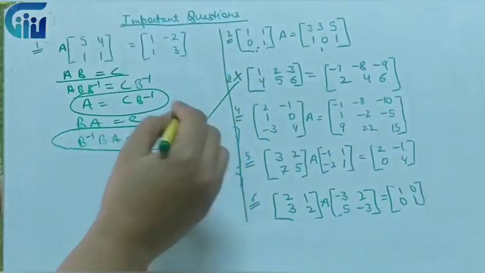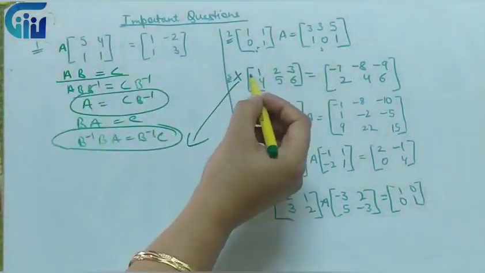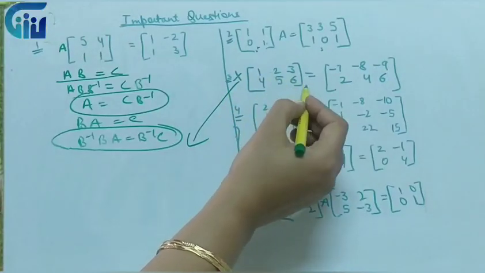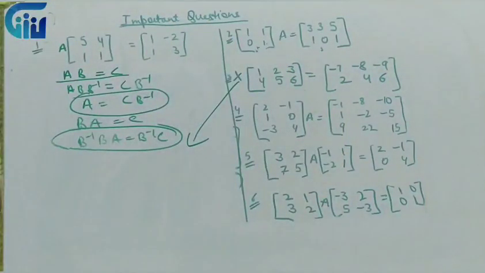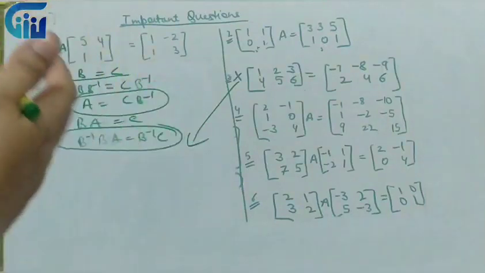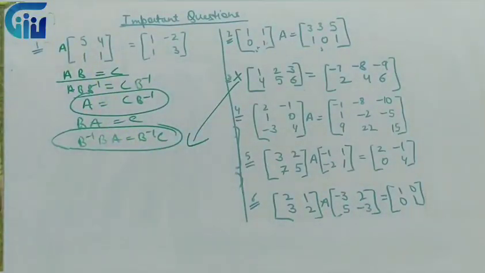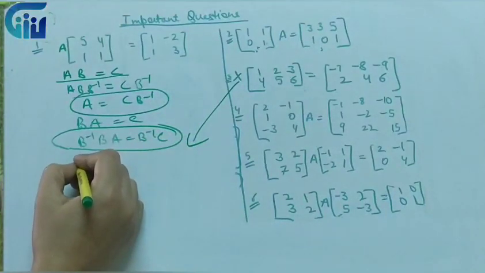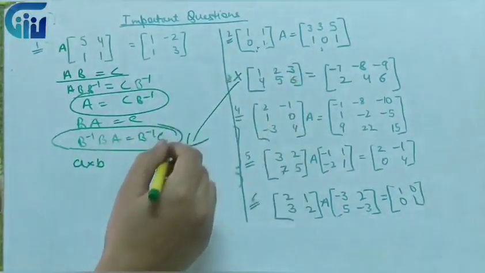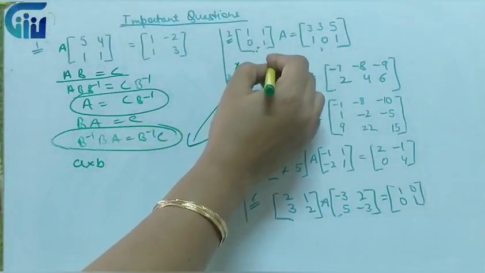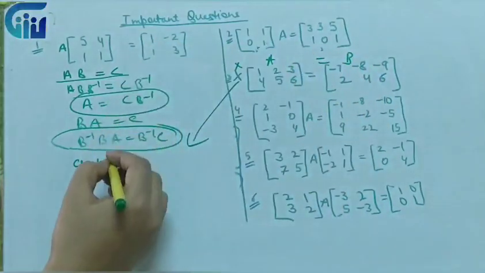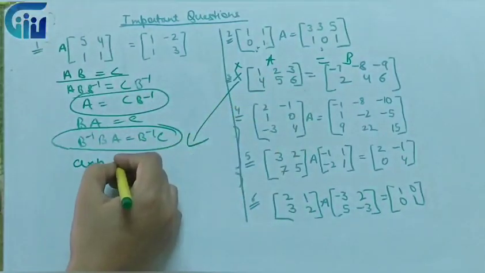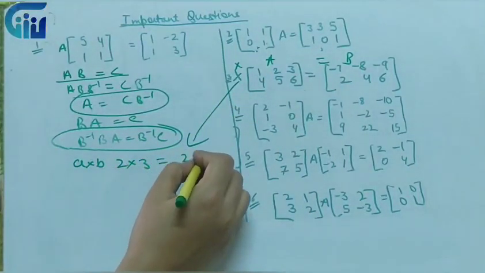Now for this particular question, just observe question number 3. What I have written is x, 1, 2, 3, 4, 5. Is it a square matrix? No, it is not a square matrix. So over here I cannot multiply it by its inverse because inverse exists only for square matrices. So again I will assume x to be something. Let's say the order of x is A cross B, this is x, this is A and this is B. So the order of A is 2 cross 3 and the order of the product matrix is also 2 cross 3.